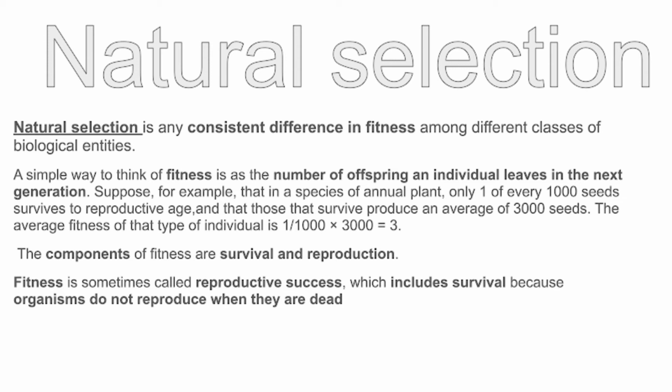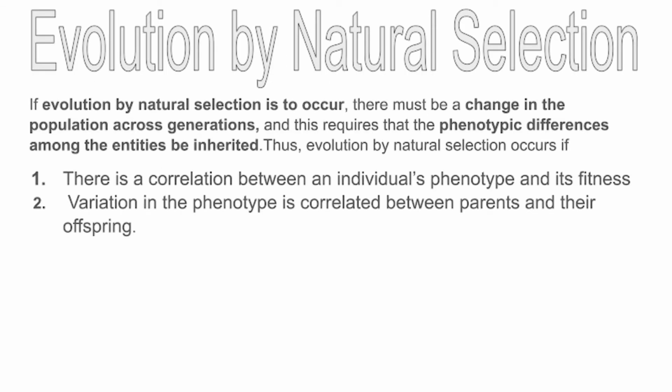So fitness is sometimes known as reproductive success, as the survival of species can only happen if they are able to reproduce, and they cannot reproduce when they are dead. Now let us understand how evolution by natural selection takes place.